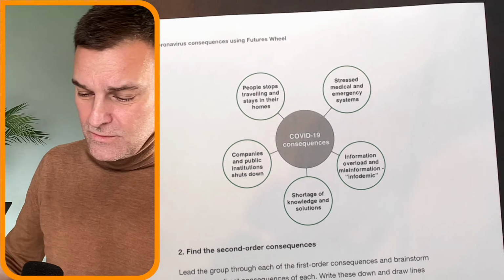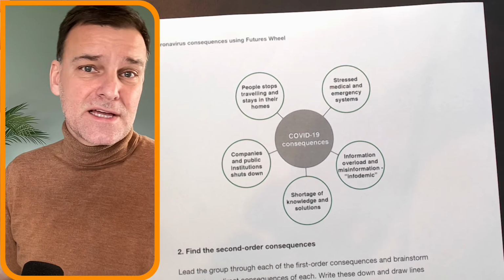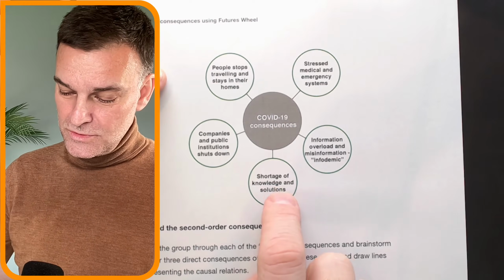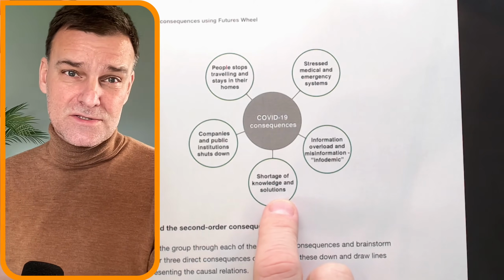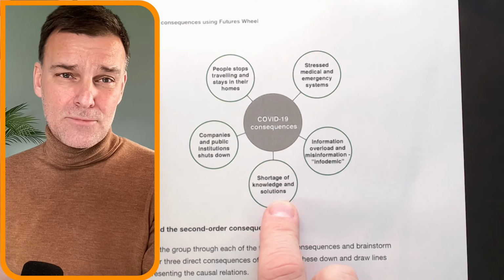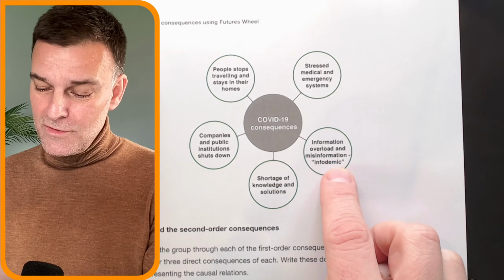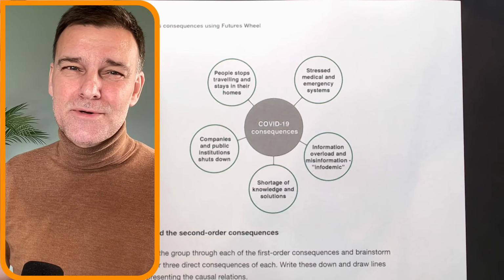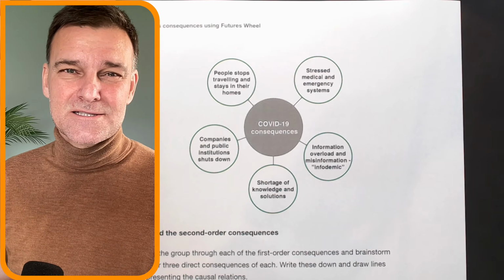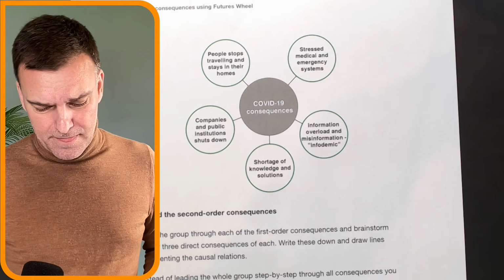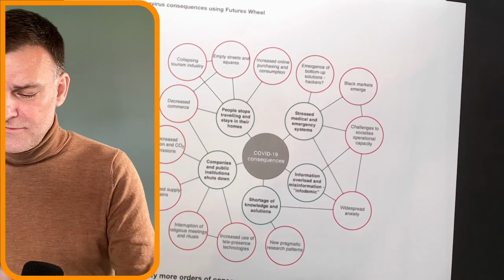So, consequences. People stop traveling and stay in their homes. Companies and public institutions shut down. Shortage of knowledge and solution about this because it's a new situation. We haven't really dealt with a global pandemic in the modern era. Information overload and misinformation, infodemic. Do you remember that? Everybody became an expert on pandemics and viruses, coronaviruses. So that's the first step, the first order of effect.